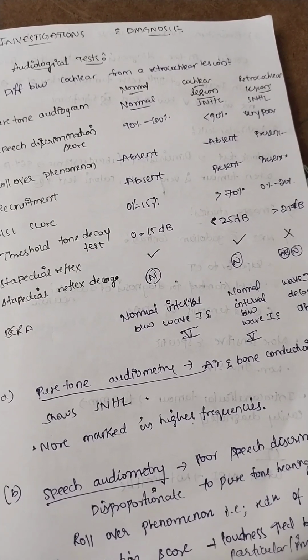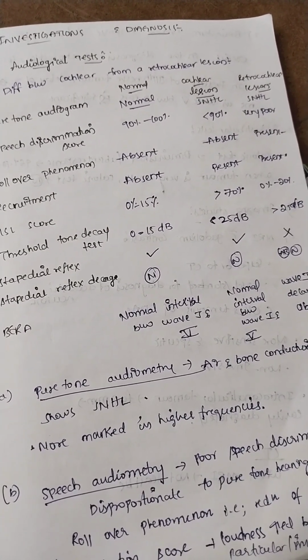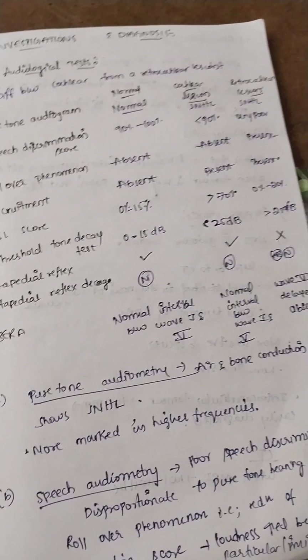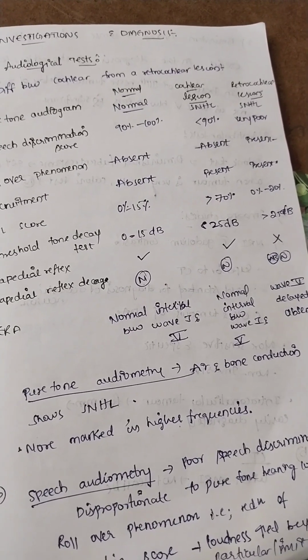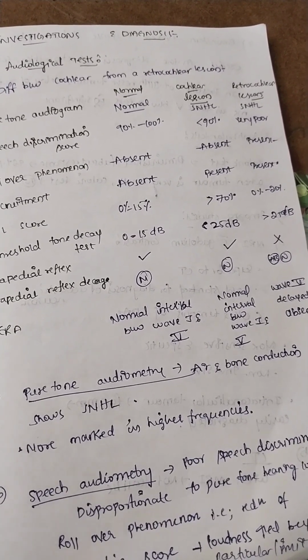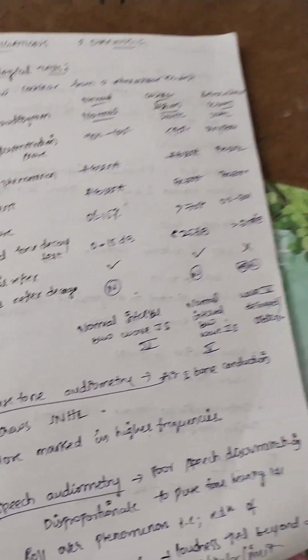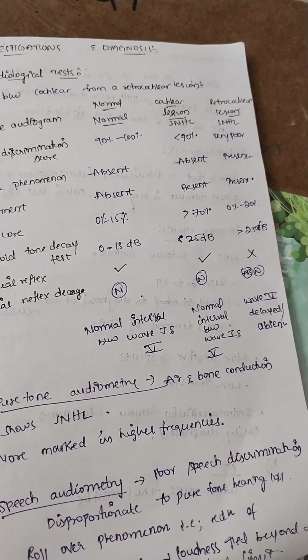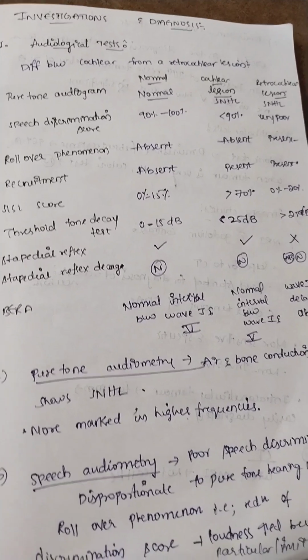There is a normal interval between wave 1 and wave 5 in both normal and cochlear lesions, whereas wave 5 is delayed or absent in retrocochlear lesions.